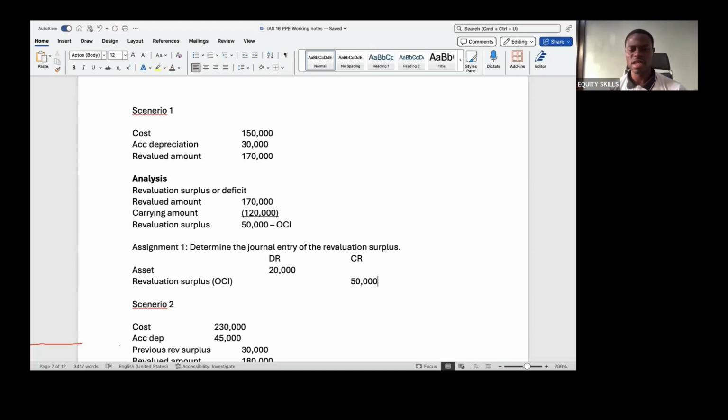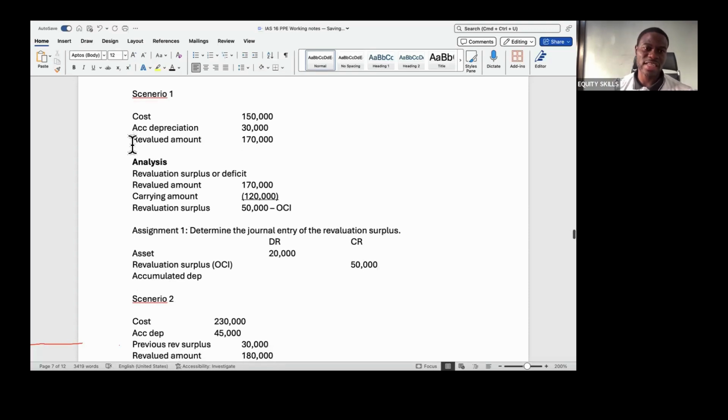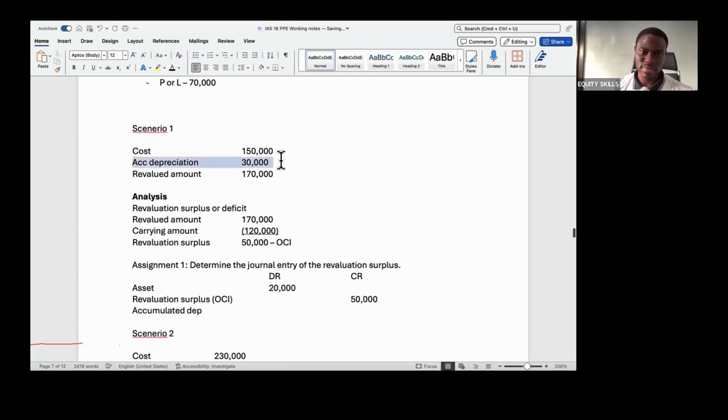Right? You credit it. Looking at this, my account is not balancing. I have 20 debit, I have credit 50. What's happening? What's happening is that, you see, the accumulated depreciation account on this asset will be cancelled out. And accumulated depreciation is a credit balance. We need to cancel it out.